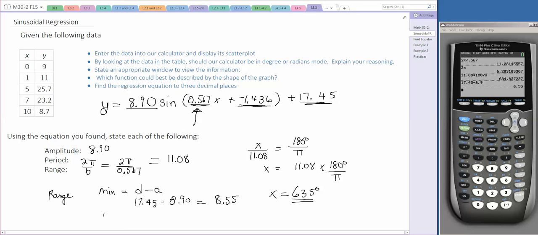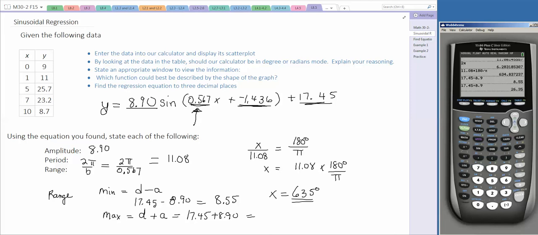To get our maximum, we take our midline, D, and we add the amplitude. So here we have 17.45 plus 8.90. Again, just to check this on the calculator, add it, and we go as high as 26.35. So our range is 8.55 is less than or equal to y, which is less than or equal to 26.35.